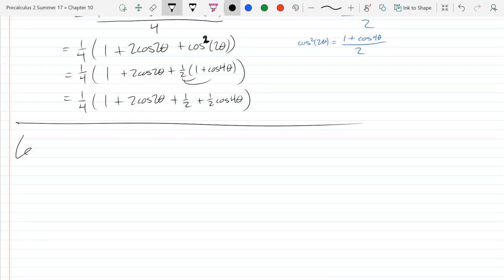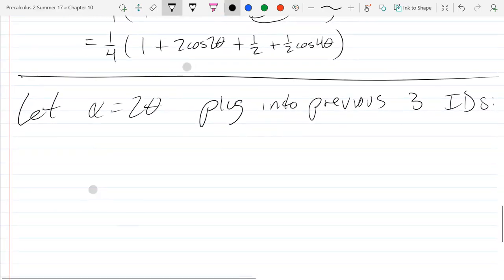All right, so that problem's done. Let alpha equal 2 theta. And I'm going to plug in to the previous 3 identities. So I'm going to write them out. Scroll in a tiny bit. Let's see the order we did them. It's 2 theta. We did sine squared first.